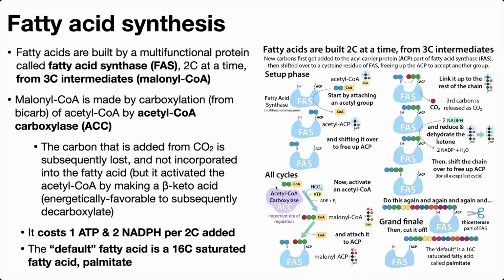For each 2 carbons that you add, you're costing 1 ATP and then 2 NADPH. You do this in cycles until you get to that 16-carbon saturated fatty acid, or palmitate. Note that there's also the setup phase where basically you have to attach the first acetyl group to the fatty acid synthase and shift things over. But that is not going to go through malonyl-CoA. Don't worry about this. Just know this part, and don't worry about the details.